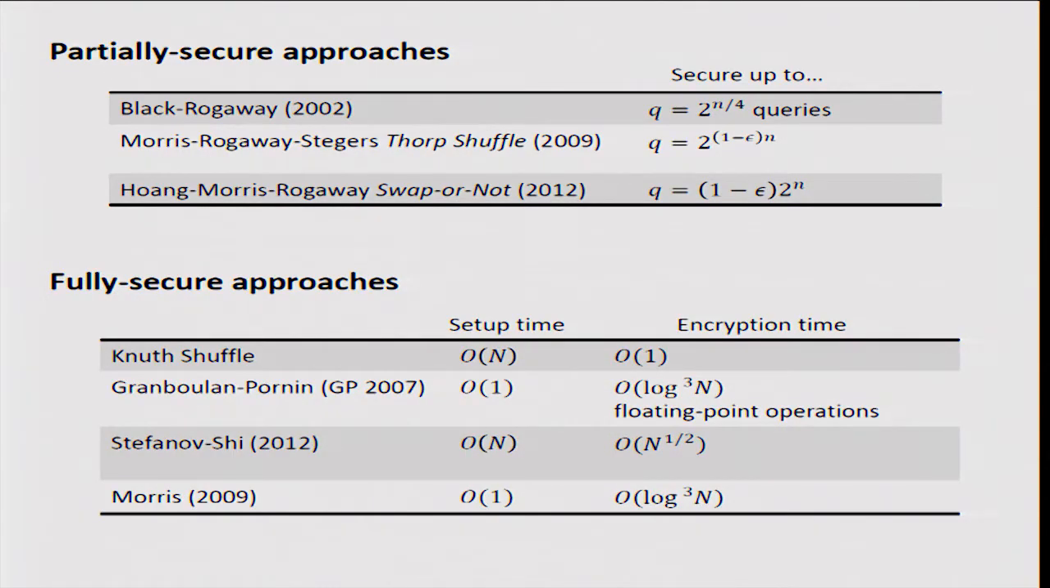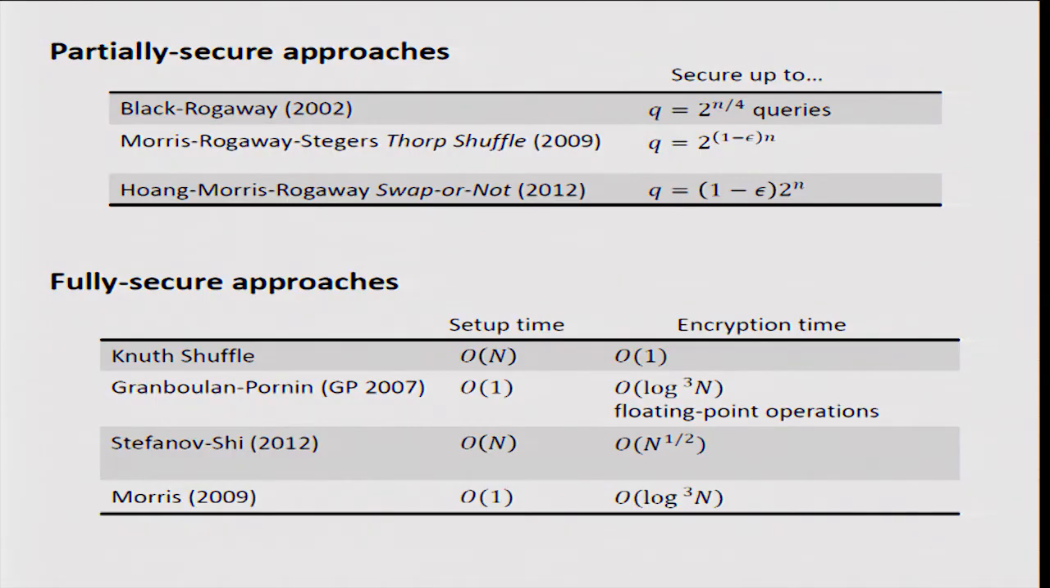There are some approaches for this. There's the Knuth shuffle. Granboulan and Pornin had another one at FSE 2007. Stefanov and Shi actually had a follow-up to that just last year, which they call Fast PRP. And Morris gave a more detailed analysis of the Thorp shuffle. Some of these are OK, but they have some drawbacks in different situations. For example, you see a couple of them here have a big setup time where you actually have to go through the entire domain. So those are maybe more appropriate for much smaller domain settings. Granboulan and Pornin have a really clever shuffling routine. We'll talk about that. Our work is actually based on what they did.